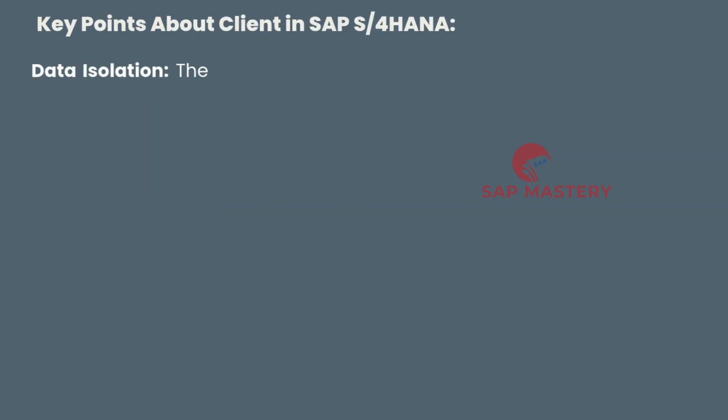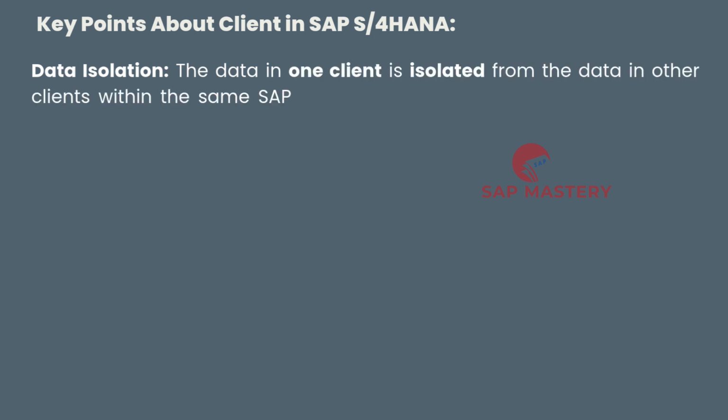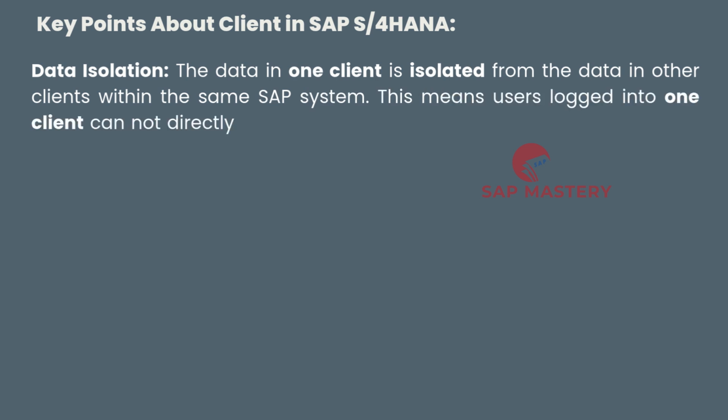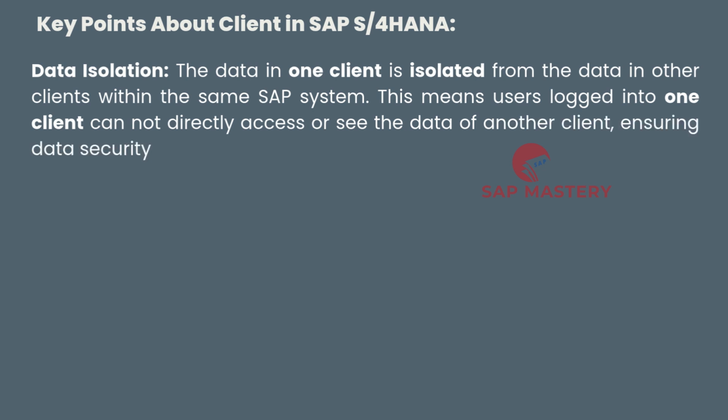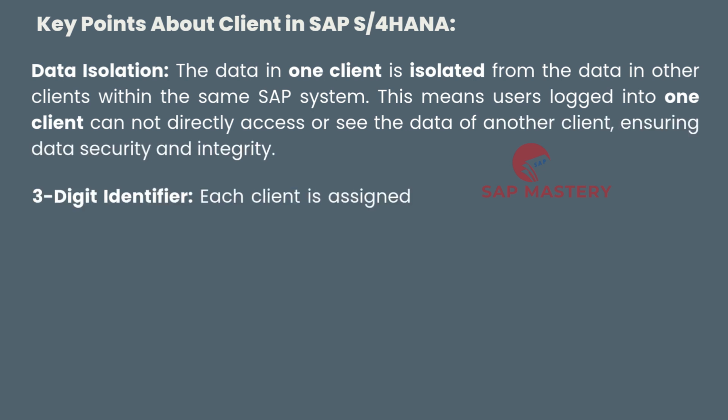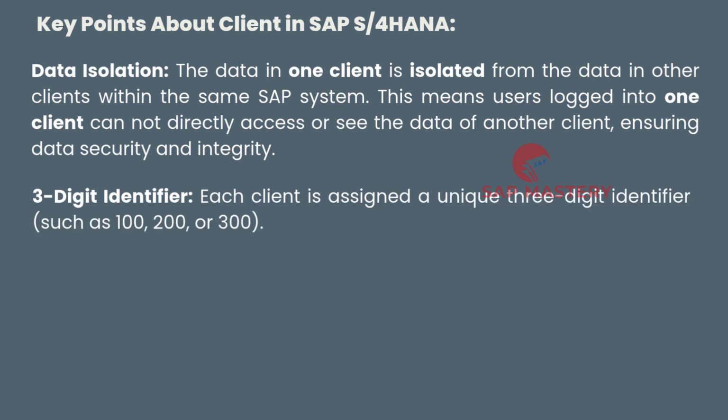Data isolation. The data in one client is isolated from the data in other clients within the same SAP system. This means users logged into one client cannot directly access or see the data of another client, ensuring data security and integrity. 3-digit identifier. Each client is assigned a unique 3-digit identifier, such as 100, 200, or 300.